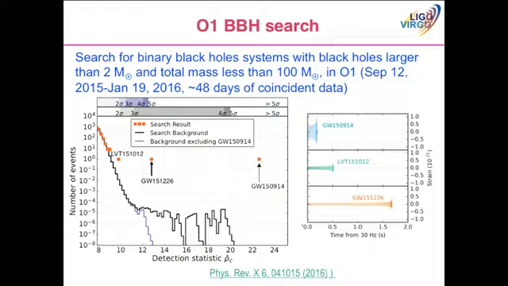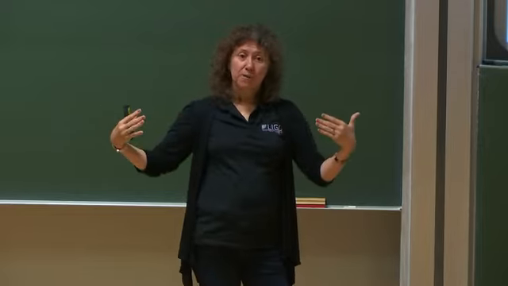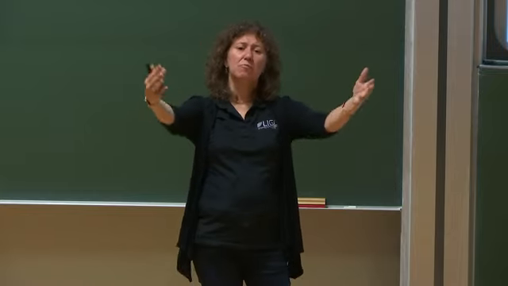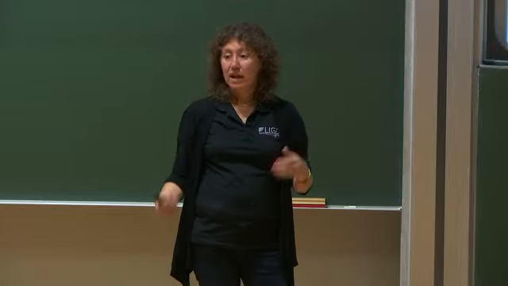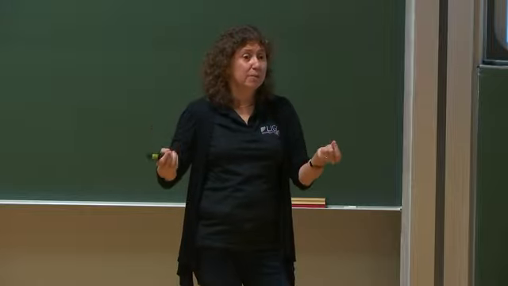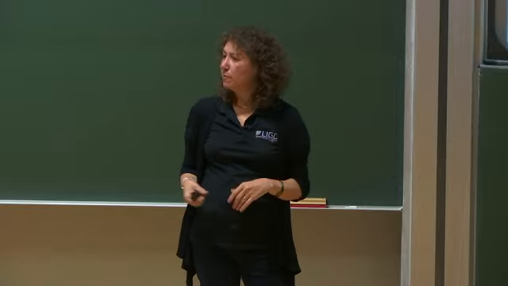So the way we do it is we look for coincidences in the signals, applying a time shift between the signals. We shift the data by 10 seconds, and then we use the same method to look for coincidences. Any coincidence that we find will be a false alarm, because there can't be an astrophysical signal that takes 10 seconds to go from one detector to the other.